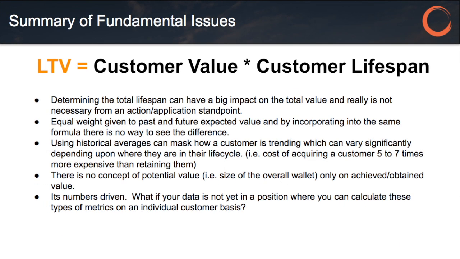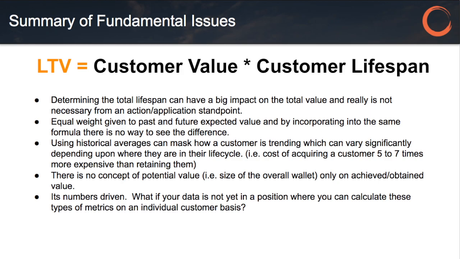So, a quick summary of the fundamental issues with the traditional LTV approach. An incorrect assessment of a customer's lifespan can have a huge impact on the LTV results. Equal weight given to past and future value can lead to misalignment of resources. Using historical averages does not take into consideration any customer trending, as well as where they are in their life cycle, which can have a tremendous impact on the LTV calculation. There's no concept of potential or incremental value a customer represents. Finally, this is a purely numbers-driven approach. What do you do if you're not able to track revenue and costs at an individual customer level?